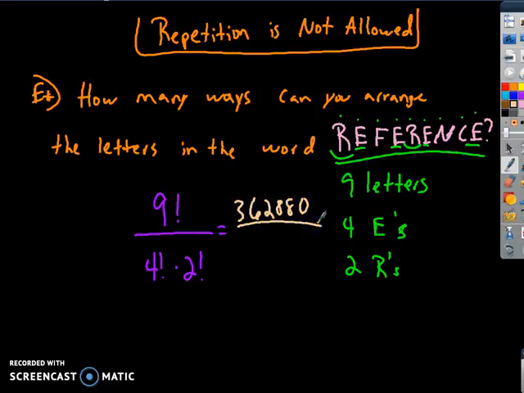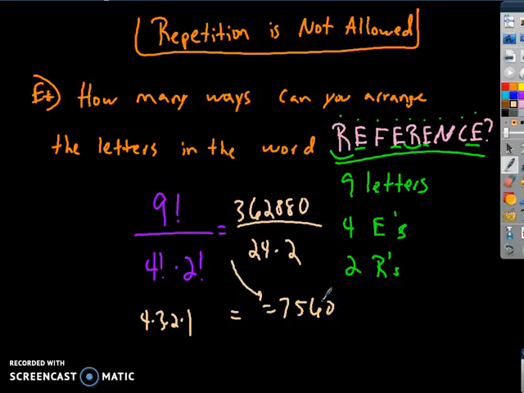So this is 362,880 over 4 factorial. Well, that's 4 times 3 times 2 times 1. So 6, 12. 4 times 6 is 24 times 2. Do all the math there. You should eventually come up with 7560. All right. So that means it's 7,560 ways you can rearrange the letters in the word reference, without any words being repeated.